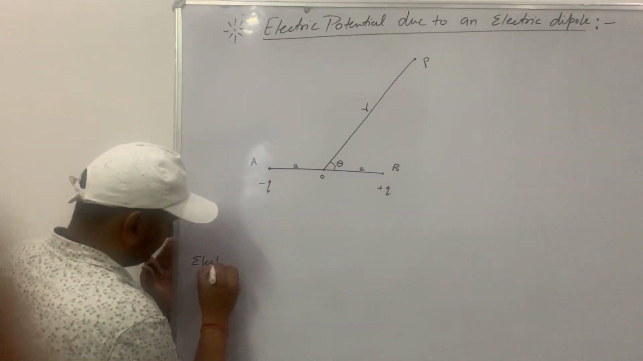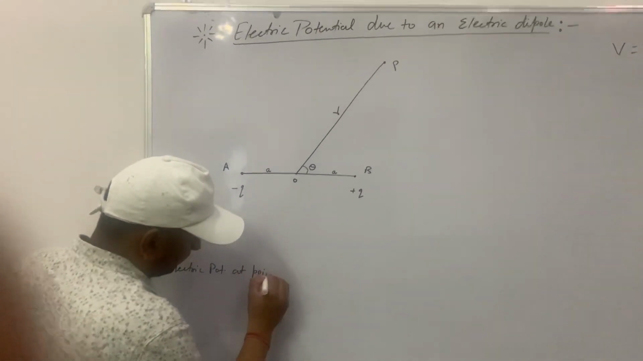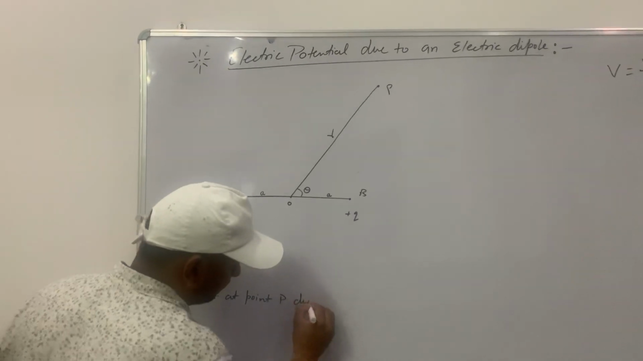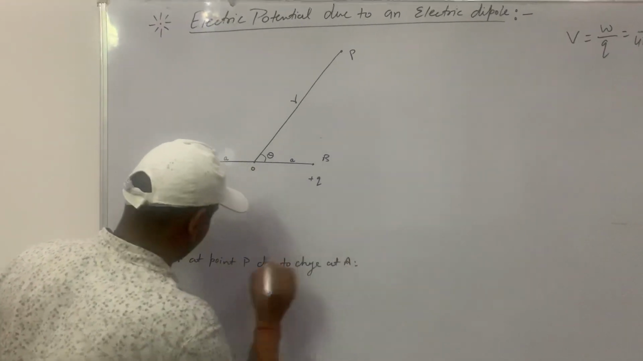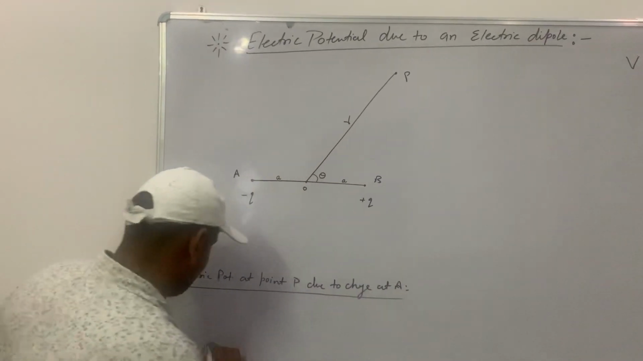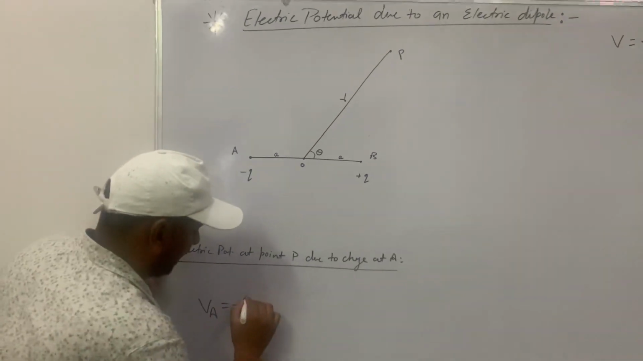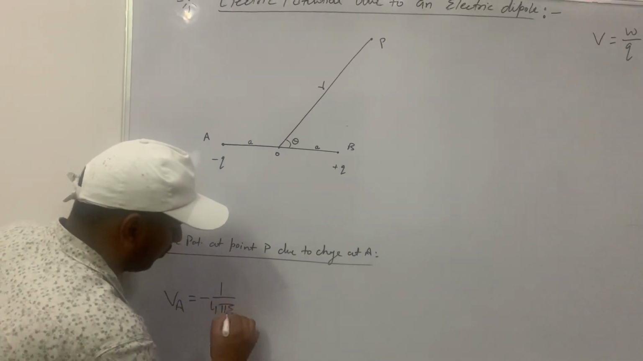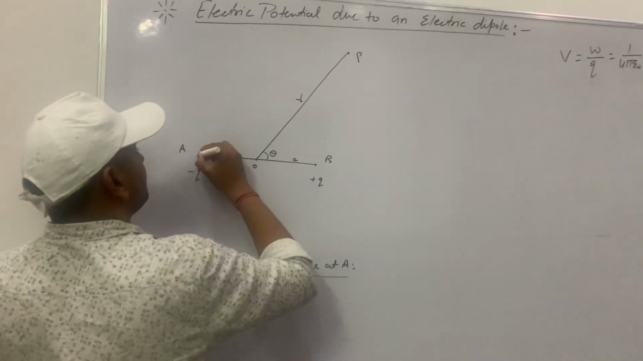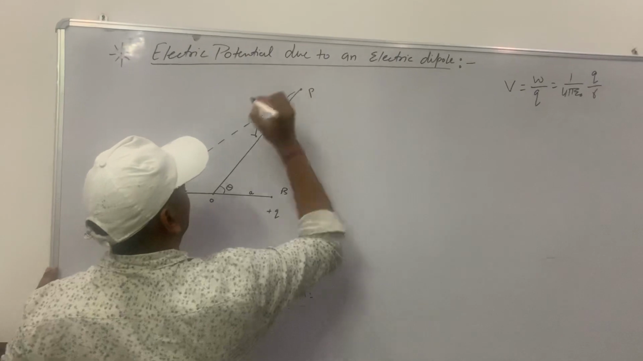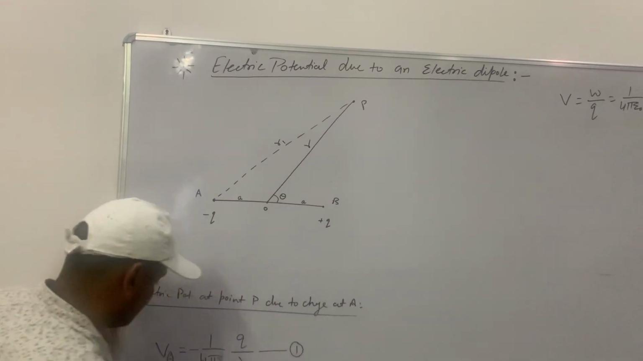So, electric potential at point P due to charge at A. In this case, the potential is equal to negative of 1 over 4 pi epsilon naught q over r1. This distance is taken as r1. That is equation first.